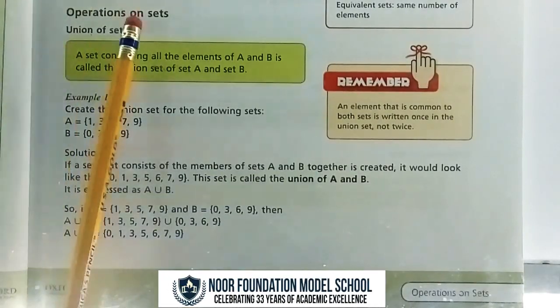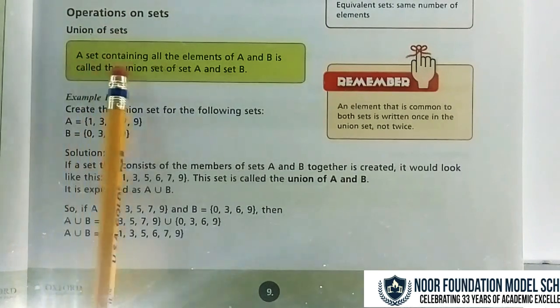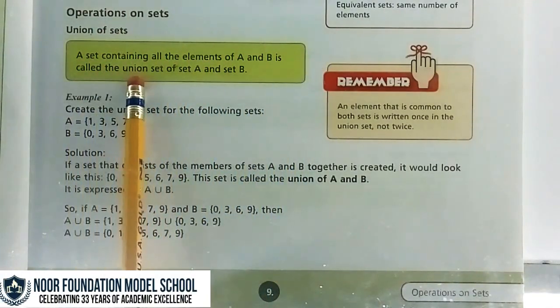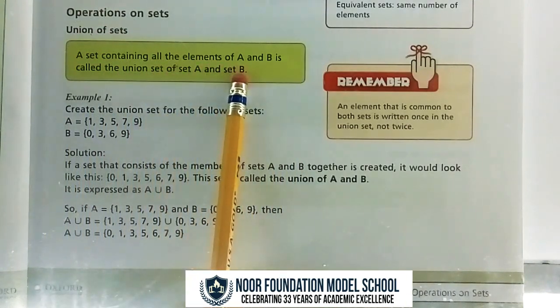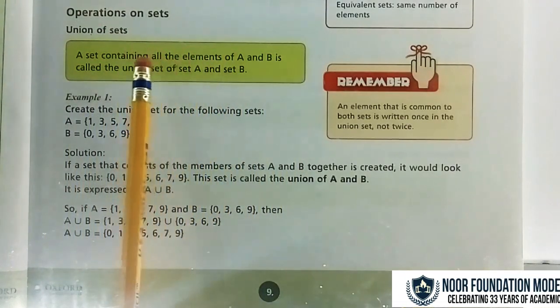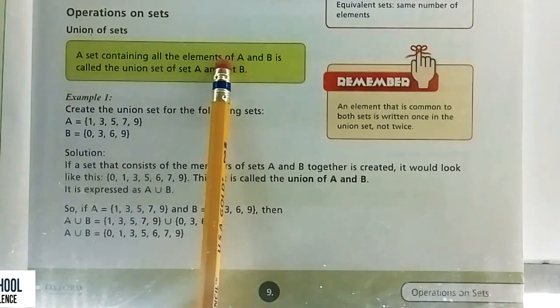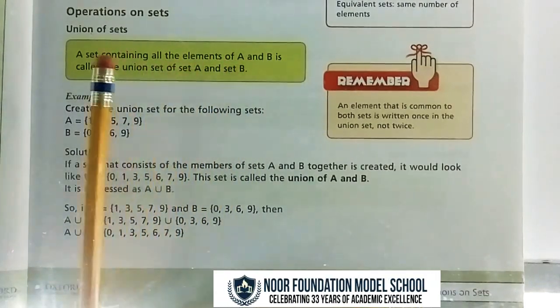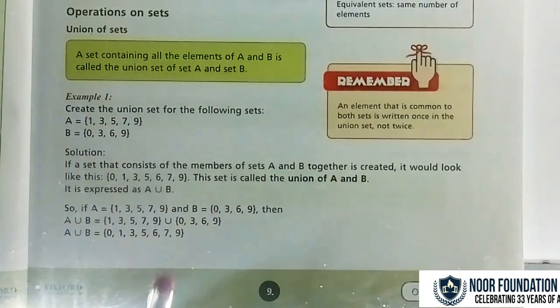Operations on sets. Union of sets. A set containing all the elements of A and B is called the union set of set A and set B. So you should remember this thing, all the elements. Union means all the elements. When you have to do union, you have to write all the elements of the sets.